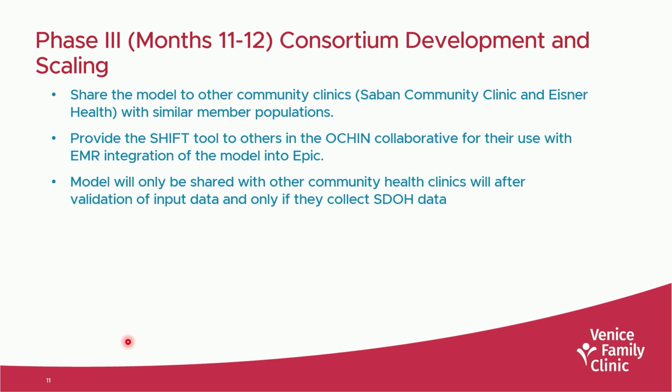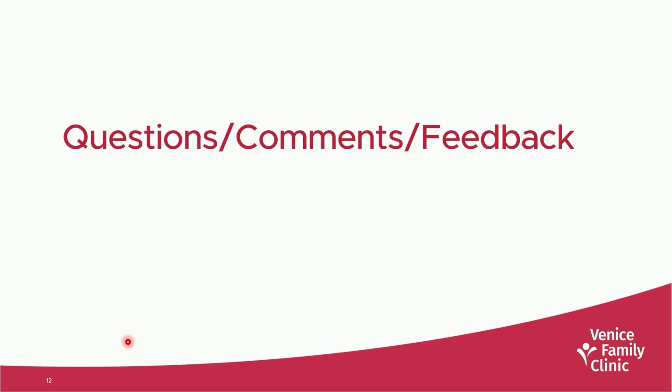And one thing we wanted to make clear is that we want to validate their member populations to make sure the model fits before sharing the algorithm with them. That was one of the requirements of the grant, to make sure that it's truly building a consortium where the algorithm fits the population that it's serving. So that's a high-level overview of the project we're trying to do. I'd appreciate any questions, comments, or even feedback as we go into the next phase of the project.